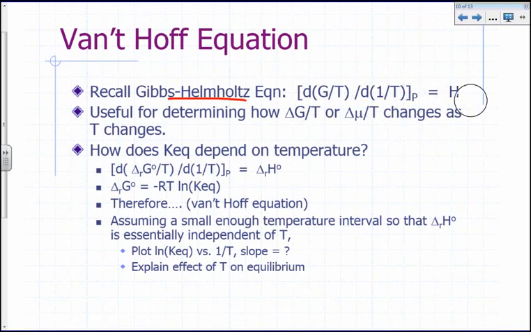All right, and from this equation we can derive the van 't Hoff equation, because you can then say that the partial derivative of the standard reaction Gibbs energy, delta G naught over T, with respect to 1 over T must be equal to delta H of the reaction. Okay? So let's do that.